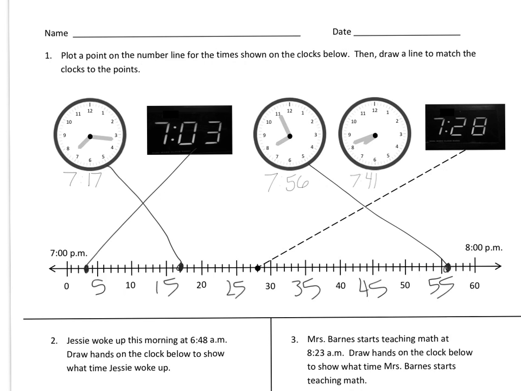And then the last one is 741. So I'm looking for 41. I know that 41 comes right after 40, so I'm going to plot my point. All right, and that's all we have to do for that one. If you'd like to trace the dotted line from 728, you can do that too.